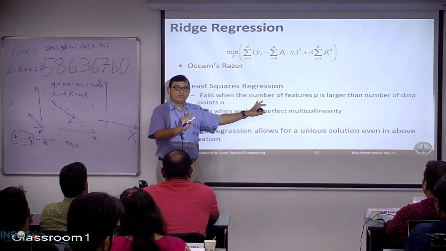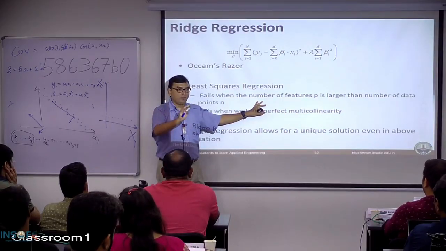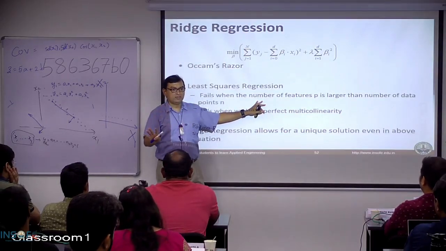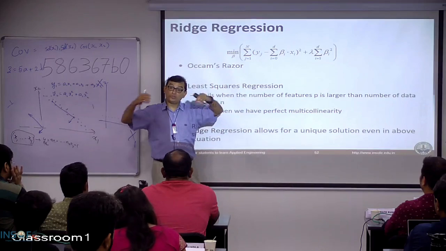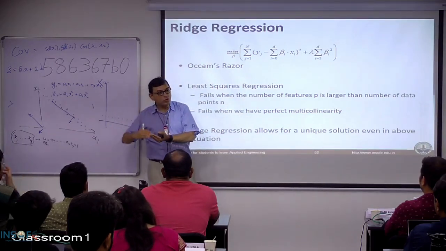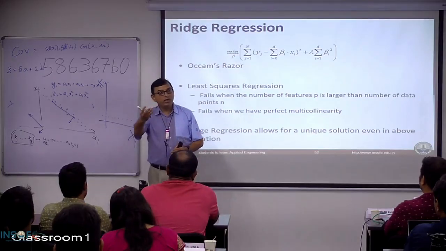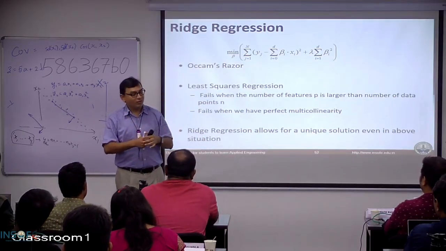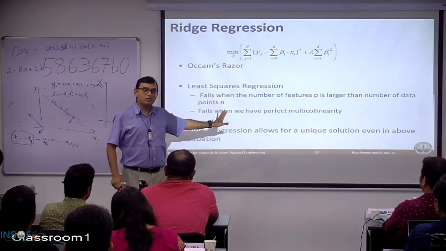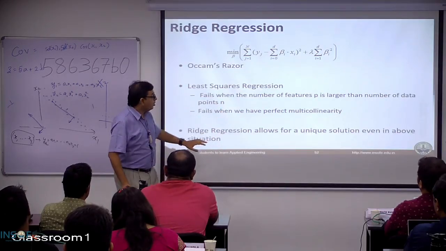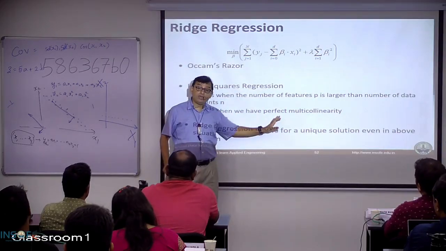This is not a random problem. It happens in the area of genetics. The number of features that you have is huge, and the number of records you have will be small. Is there a way we can find the best set of coefficients? Unfortunately, linear regression will fail. You can't do it. It will also fail when you have perfect multicollinearity.